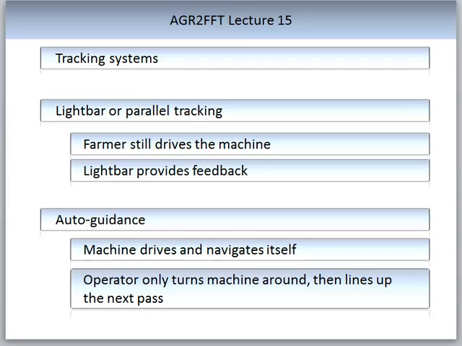Auto guidance is another tracking system. This is where the machine on the whole drives and navigates itself. The operator is still required, though, to turn the machine and line it up to the next pass.